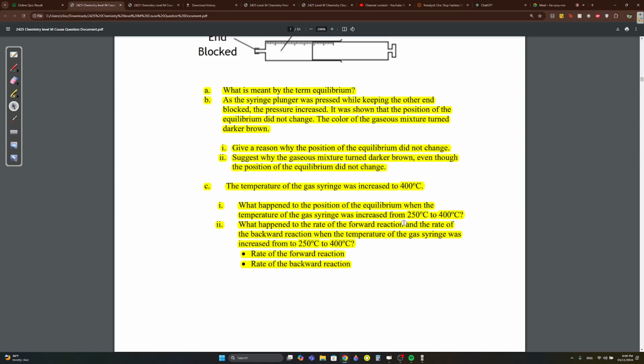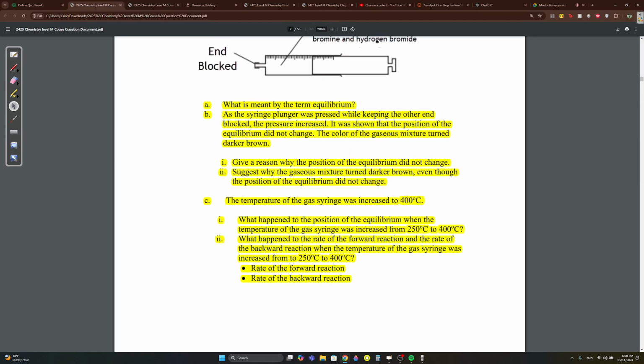What happens to the rate of the forward reaction and the rate of the backward reaction when the temperature was increased? They're saying rate. We don't care about yield. When you increase temperature, what happens to the rate? Increase. Both increase. That's it for chapter 1.